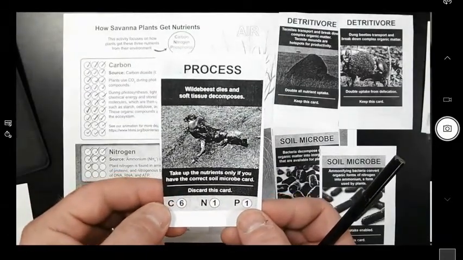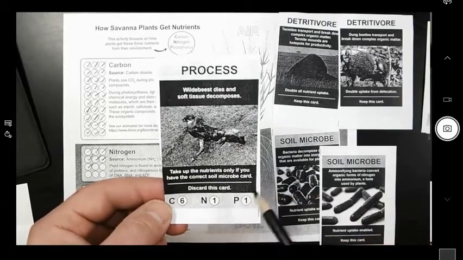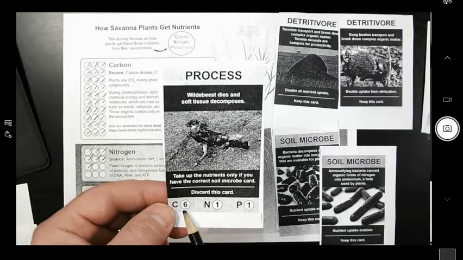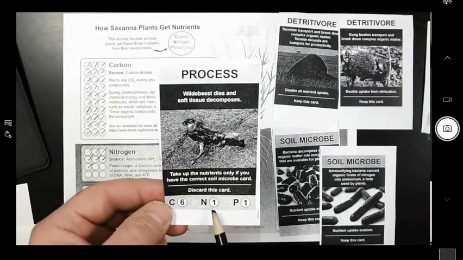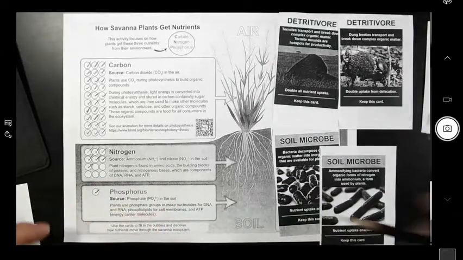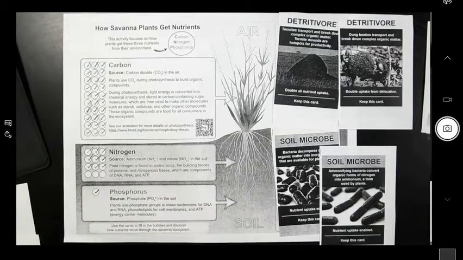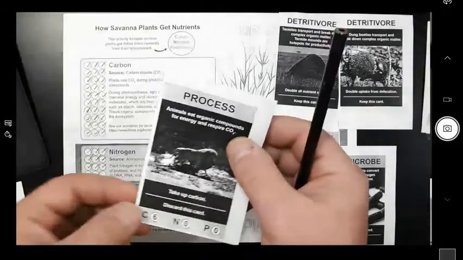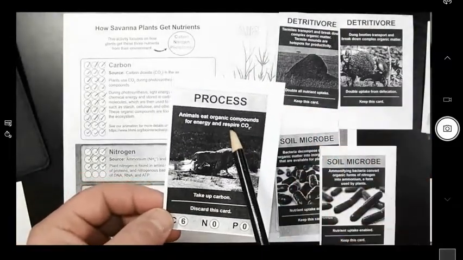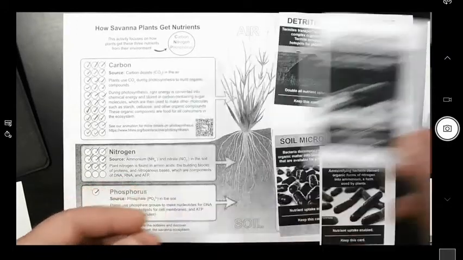Wildebeest dies and soft tissue decomposes. Take up nutrients only if you have the correct soil microbes. We don't need any more carbon. We don't need any more phosphorus, but 2 nitrogen off of this one. Once again, thank you, Termite Hills. Animals eat organic compounds for energy and respire. Take up carbon. We don't need any.